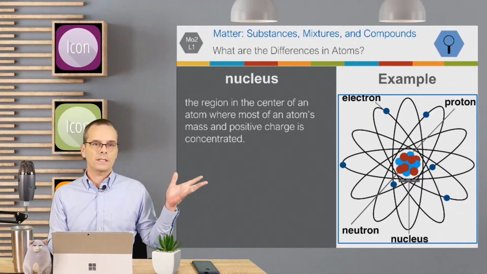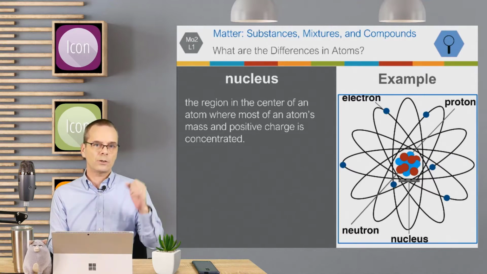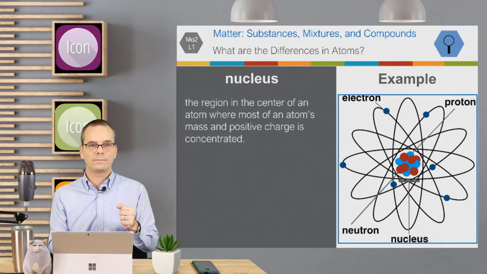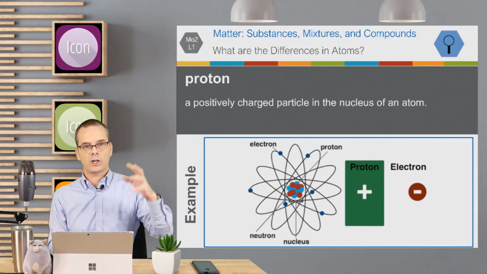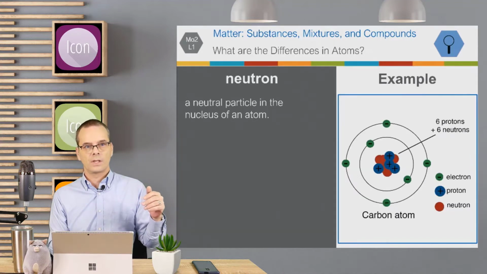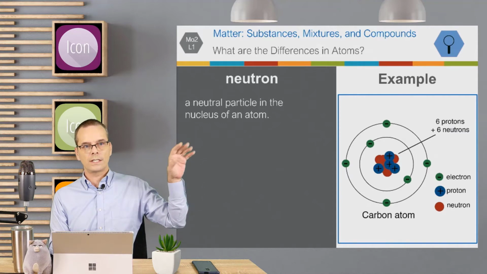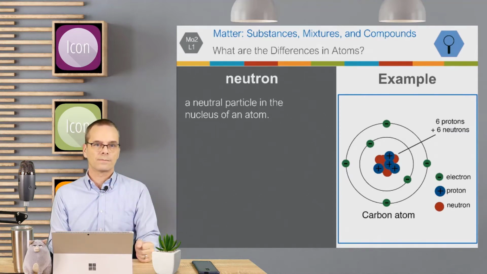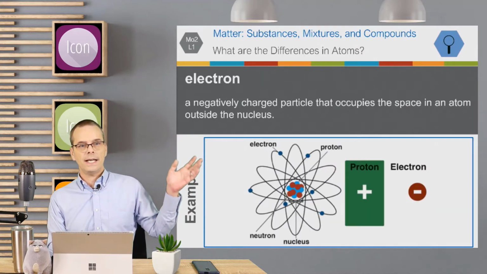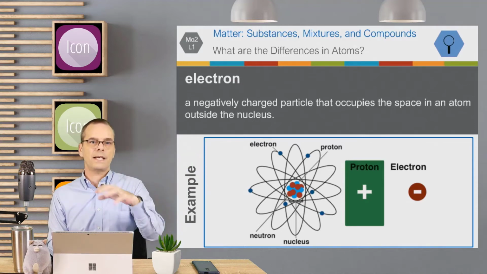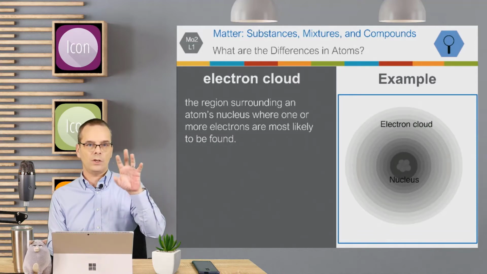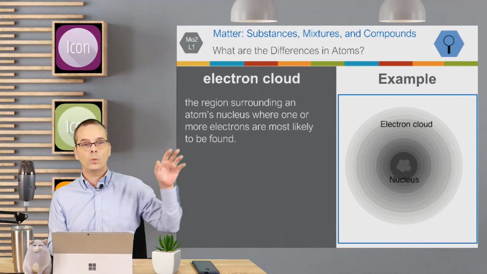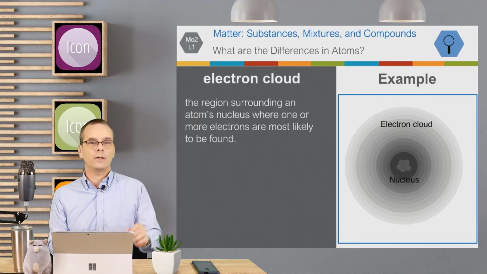The first word is nucleus. Nucleus is the region in the center of an atom where most of the atom's mass and positive charge is located. You have the proton, which is in that nucleus, and that's the positively charged particle in the nucleus. You also have the neutron. The neutron is the neutral particle within the nucleus. The electron is the negatively charged particle, and that's in the space outside of the nucleus. And that space outside of the nucleus, where the electron is, we call that an electron cloud.